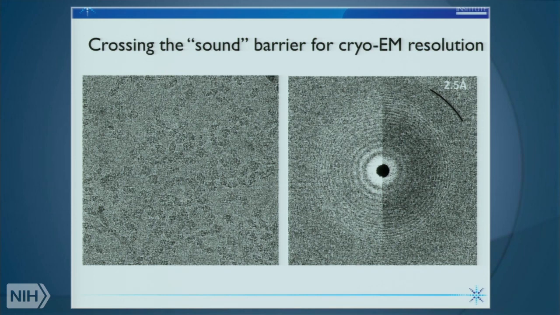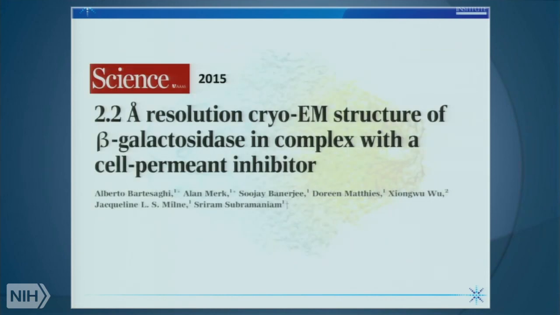And in the EM field, 3 angstroms was considered much like the sound barrier, and work that Alan Merck in the lab really pioneered led to being able to push these detectors to collect images at progressively higher resolution. And in work that he and Alberto and Sujay Banerjee did, it led to, for us, certainly a breakthrough at that time, which was to demonstrate that you could use cryo-electron microscopy to determine protein structures at resolutions approaching 2 angstroms using these direct electron detectors.